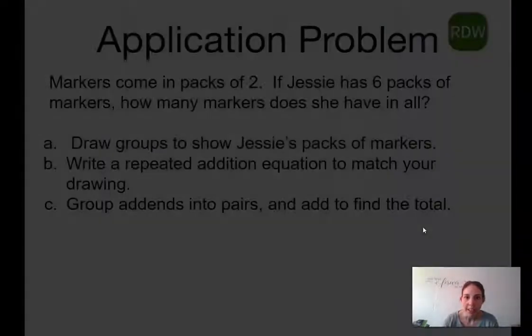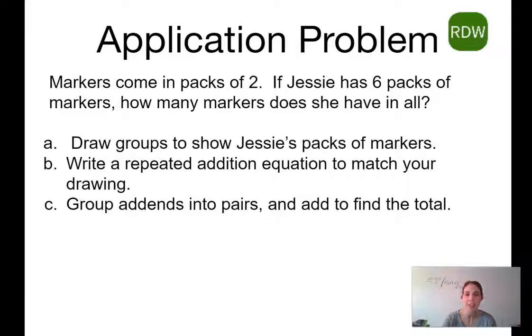Now, also wanted to go over this question with you. Markers come in packs of two. If Jessie has six packs of markers, how many markers does she have in all? Draw groups to show Jessie's packs of markers. Then write a repeated addition equation to match your drawing. Group add-ins, that just means the numbers that you're adding, into pairs and add to find the total. So if it's saying that the markers come in packs of two, and there are six packs of markers.